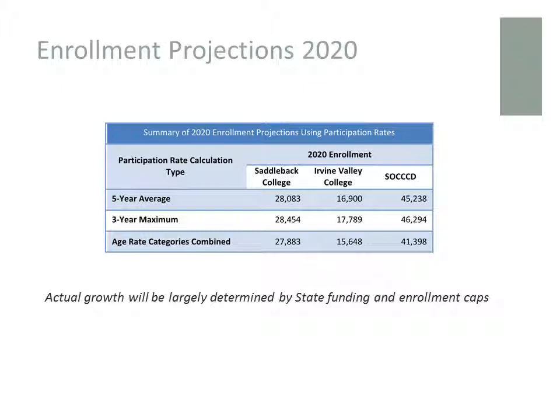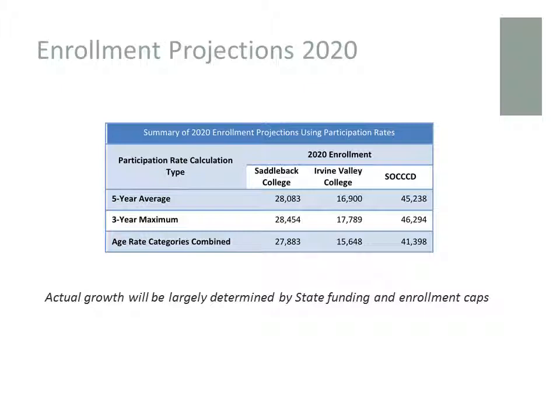So these are some of the results. We used a 5-year average to forecast future enrollment. We used a 3-year maximum as a second method, and in the third item is the age rate categories. There's detailed discussion and analysis of these methods in the plan.